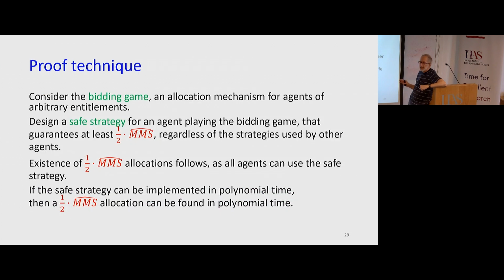So I want to say a few words about the proof technique for proving such a result, because it's through another allocation game, like we had picking sequences as allocation games. That's a new kind of picking sequence, like an adaptive picking sequence, in which players can influence who picks in the next round. And this is the bidding game. And what we'll do is design a safe strategy for this bidding game that guarantees the agent at least half the MMS hat, and then because each agent can follow this strategy, there is an allocation that gives each agent half of their MMS hat. And okay, we don't know if this strategy can be implemented in polynomial time.